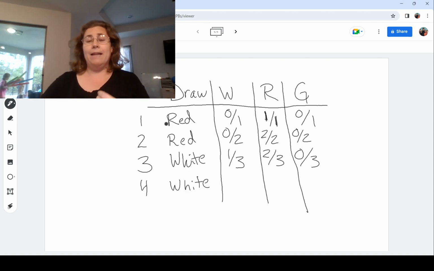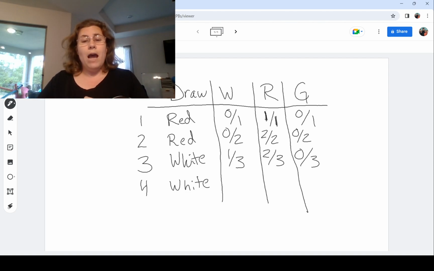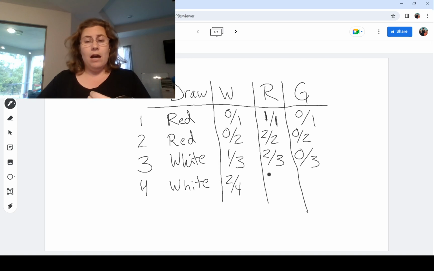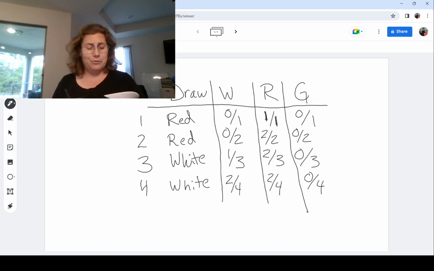I drew white again, so this is the fourth draw. I have 2 out of 4. If you want to reduce your fractions, do so. I'm not going to, because it's going to help me see 1 draw, 2 draw, 3 draw, 4 draw. I have 2 out of 4 here, and I still have no green. Poor green is not doing so hot.